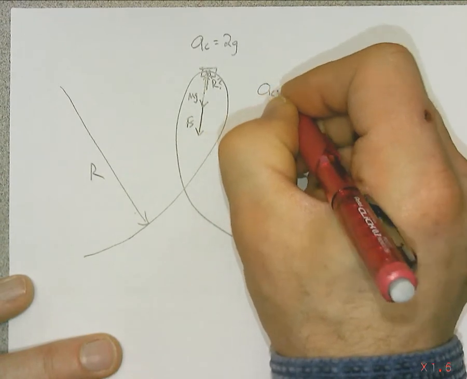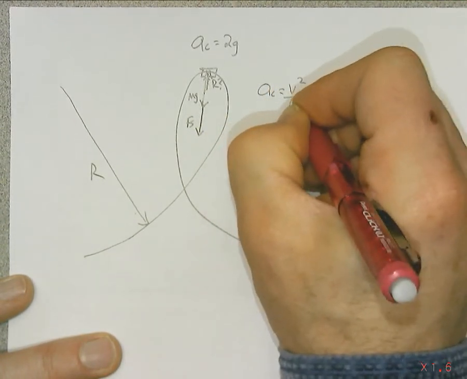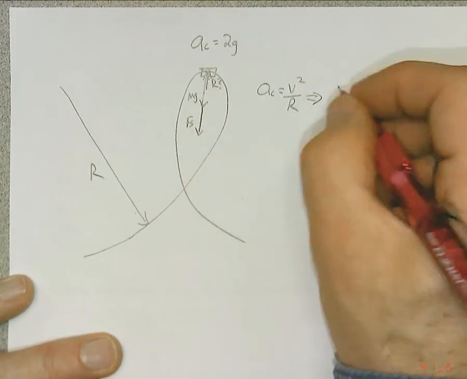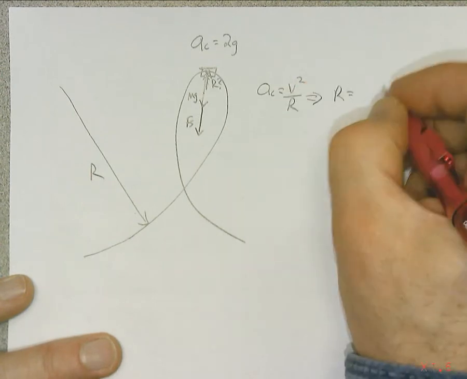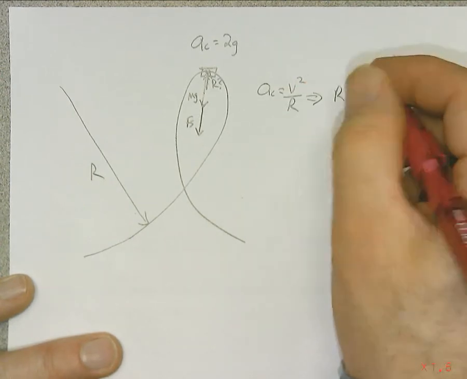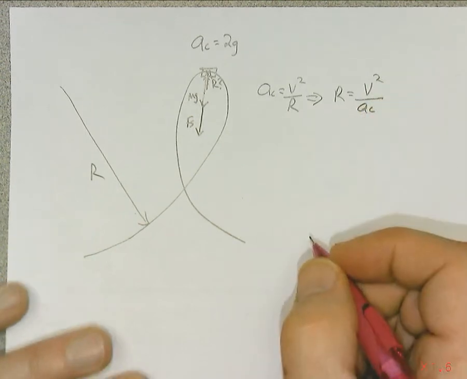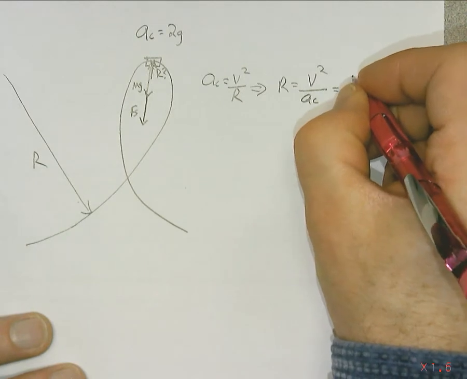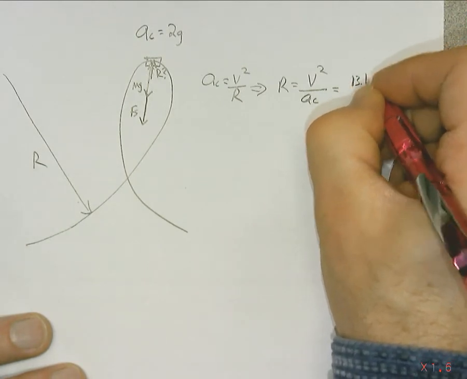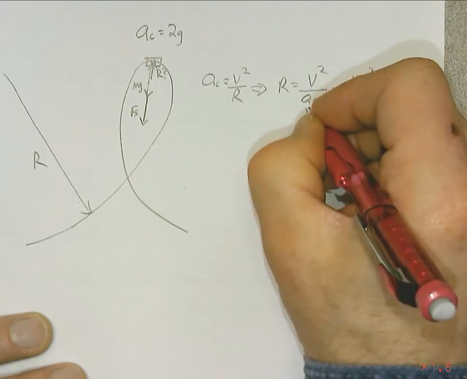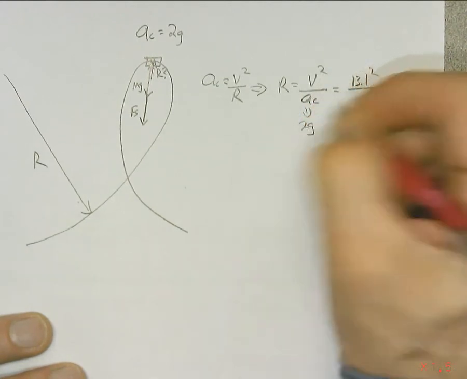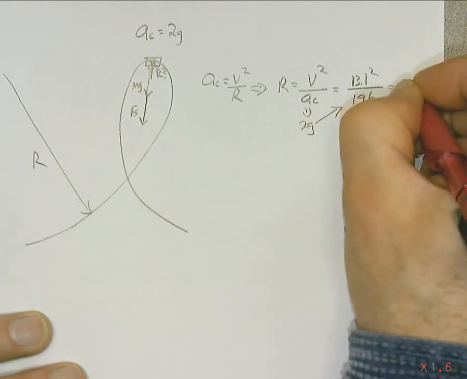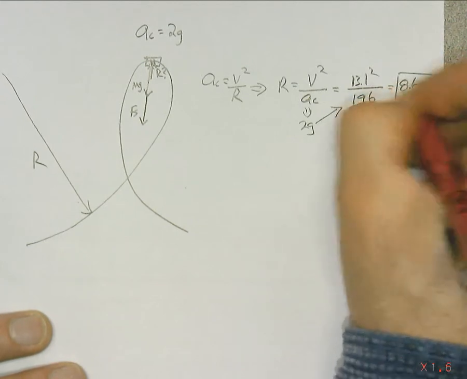a sub c is equal to v squared over r, right? So we can solve for the radius. Radius is equal to v squared over a sub c. According to this problem, that's 13.1 squared over a sub c, which is 2 G's, or 19.6, and that gives us 8.6 meters. There's the answer. That's how you get that.